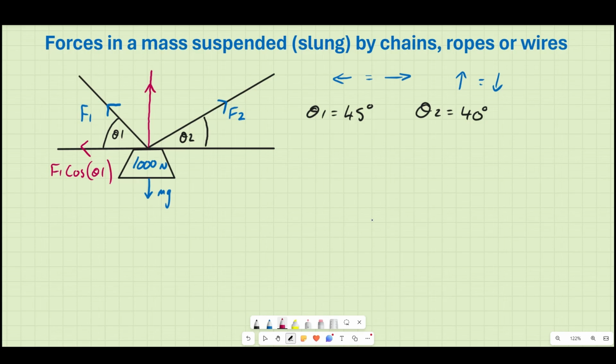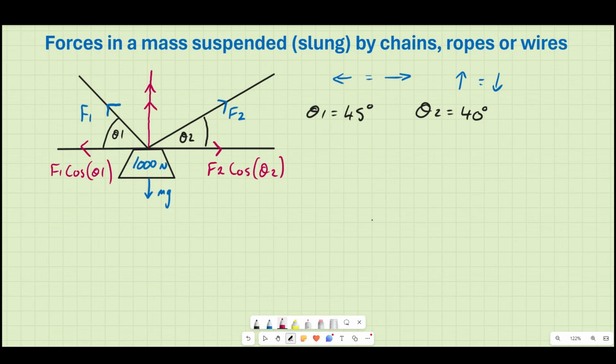And on the right-hand side, we've got F2. Part of its force is pulling upwards, and part of it is pulling to the right. So the horizontal or rightwards force component of F2, if you treat F2 as the hypotenuse, is F2 times the cosine of angle 2 or theta 2.